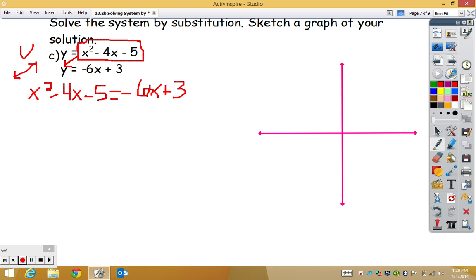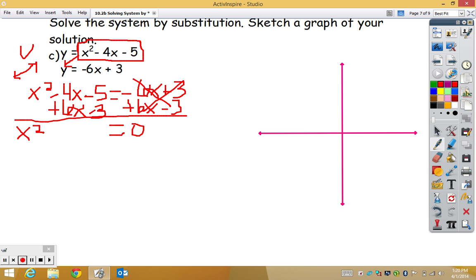So in this situation, I'm going to move everything over to one side because I still have an x squared, to make it equal 0, and I'm going to move it to the left. So I'm going to do the opposite. So I'm going to add 6x, which I added to the negative 4x because they are like terms, minus 3. These simplify out to give me 0. So I get x squared plus 2x minus 8.